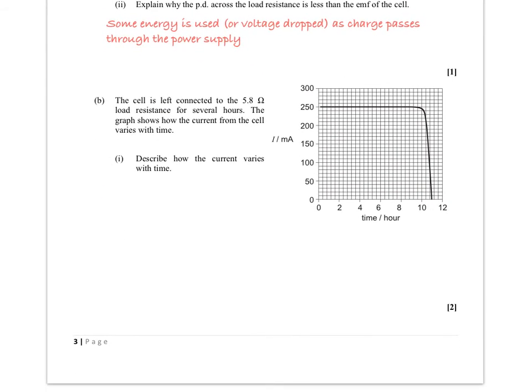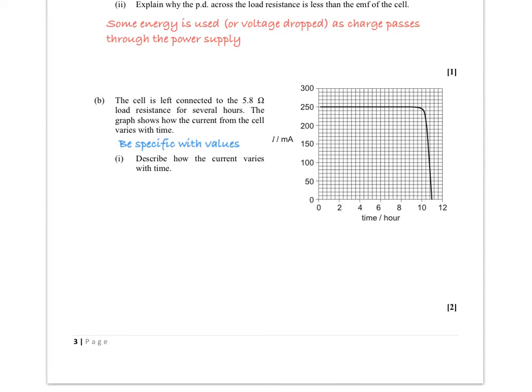Part B, we've got this graph here, the cells left connected, and the graph shows how the current varies through time. And we are asked to describe how the current varies through time. Now, we're at A-level, not GCSE, so we're going to have to be really specific about this. The graph has numbers along the axes, and so if there are numbers on the graph, we can use numbers in our explanation. In fact, we're going to need to, to get the marks. So, the key point here is be specific with the values.